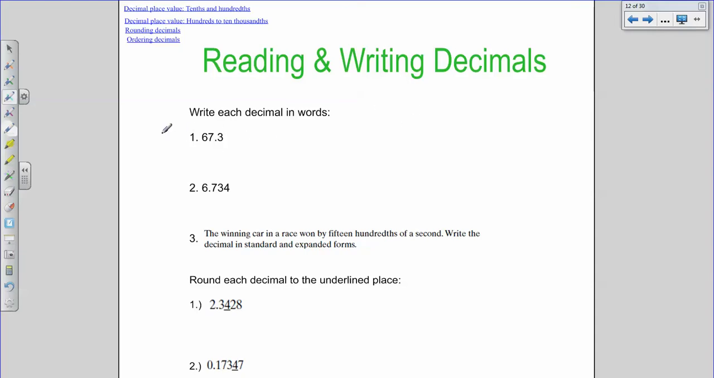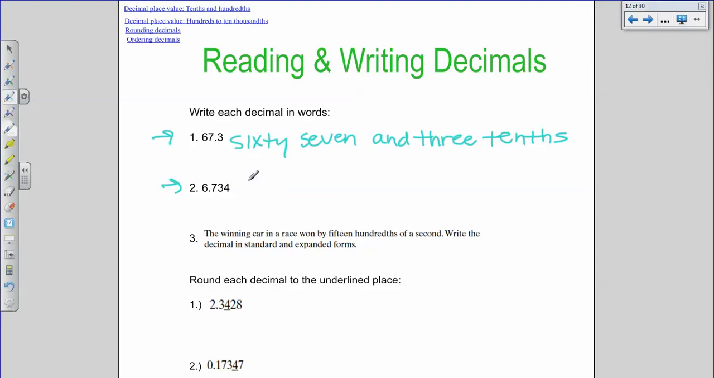All right, so this one we're going to do together, and then you'll do number 2 by yourself. So this time I'm taking it from standard form and putting it into word form. So I would say this number out loud, and when I write it down, I would say 67 and 3/10. That's how I would say that number out loud. So you try this one: pause your video, jot down your answer, and then hit play again, and I'll be back.